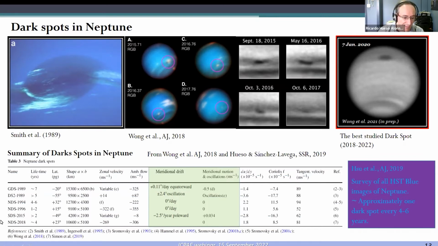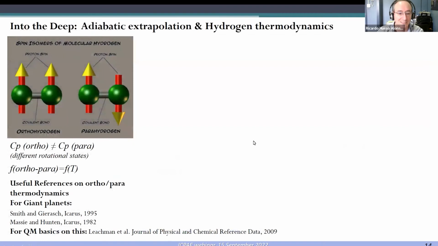So here are different instances of dark spots that have been observed in different years with different sizes. These are huge features with sizes of thousands of kilometers. They drift meridionally. They have oscillations in shape and in size. The Coriolis force is different in different locations, and these are the predictions of the kind of wind speeds, the zonal velocities, the tangential velocities that they should have to be in equilibrium. But we have never been able to measure those winds inside these dark spots. And approximately, we observe one of these dark spots every 4 to 6 years.